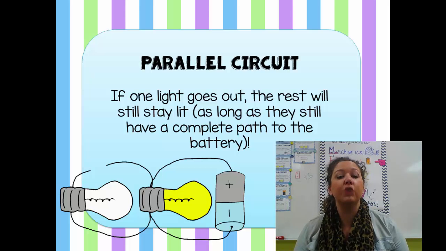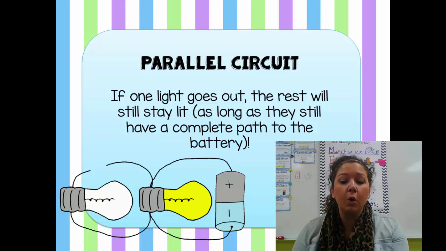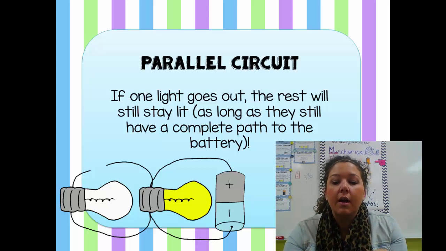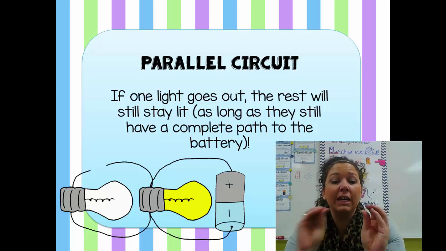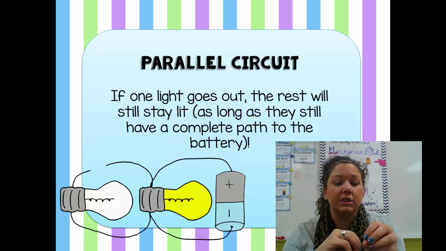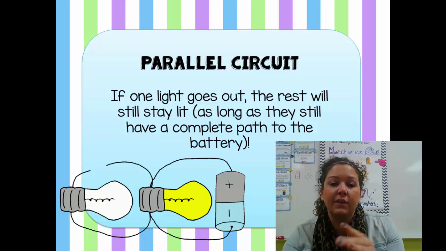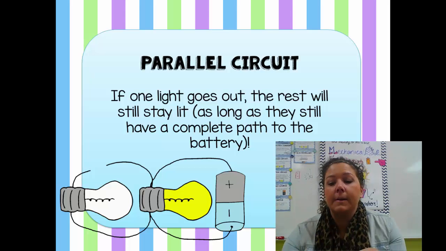Okay, so this is when tracing the pathway is going to become so important, and that's a big strategy that we're going to use this year, is tracing the pathway for each light bulb or each object it's turning on, from the positive end to the object back to the negative end, and seeing if it is a complete path.